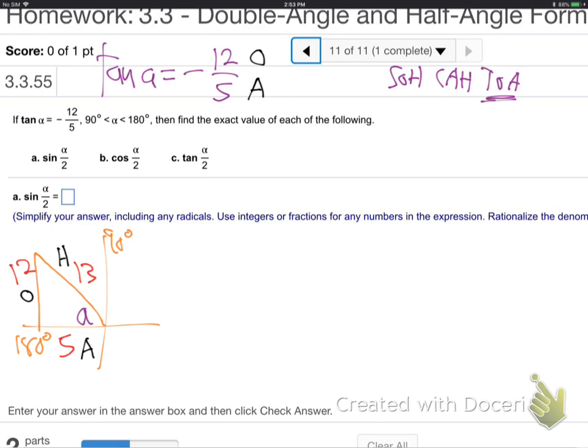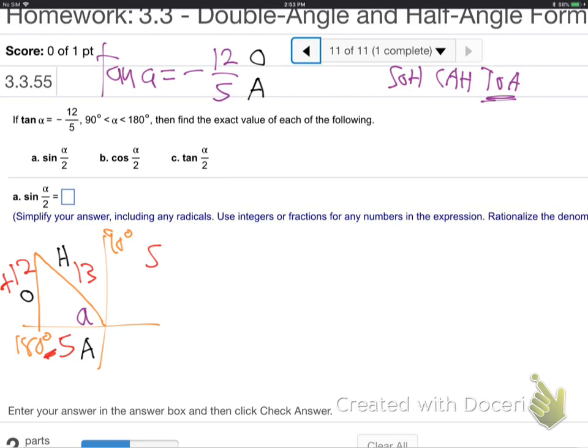Do we need to make 5 negative? Yeah, right, because it's back and up. So it's negative 5, positive 12, isn't it? Back and up. Or you could just remember All Students Take Calculus and get them that way. Good so far? Now that we got our triangle, we're ready to answer their 3 questions.